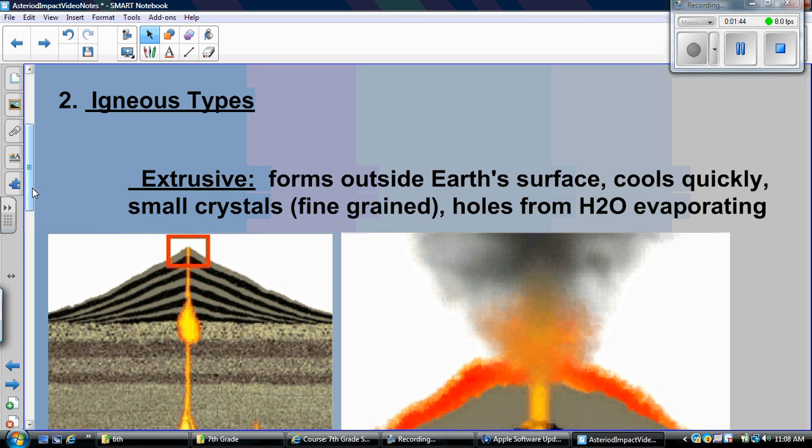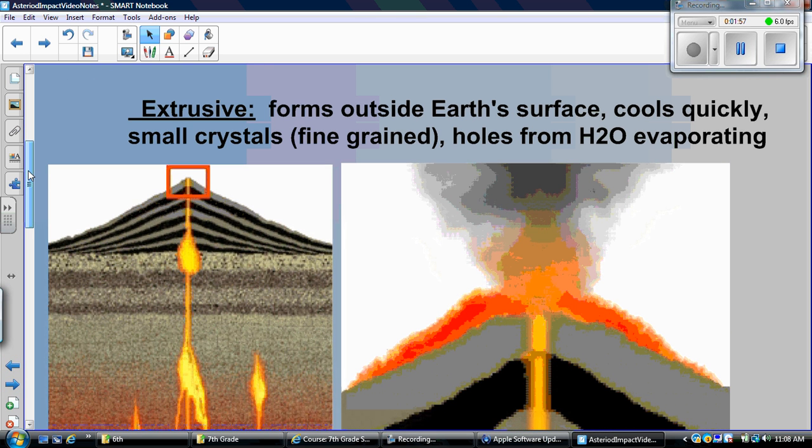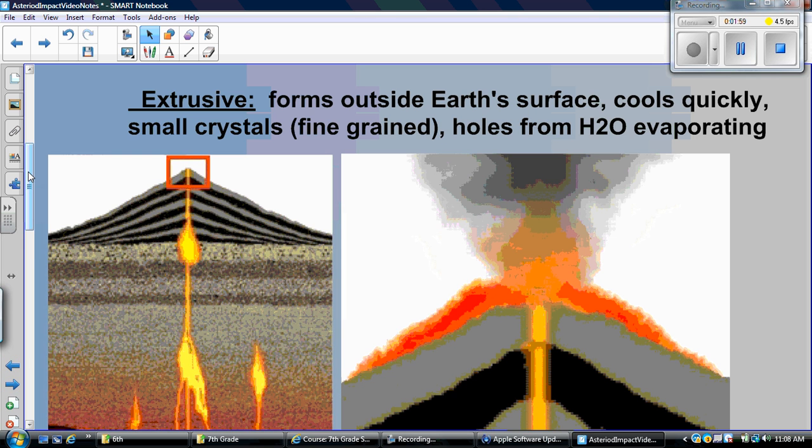And sometimes extrusive rocks, if they're exposed to water, if that lava hits water like an ocean in the Hawaiian Islands, you'll see holes in the rock from the water evaporating. So that's an example of an extrusive rock.